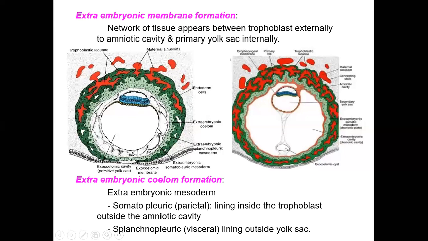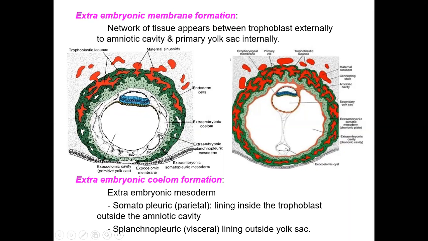Then there is an inner layer also formed, called the splanchnopleuric layer, or the visceral layer, lining outside the yolk sac. So this is the primitive yolk sac, and there is formation of a layer here. This is called the extraembryonic splanchnic mesoderm. So the mesoderm is initially formed, then cavities are formed, the extraembryonic coelom, and there are two layers: the extraembryonic splanchnic layer and the extraembryonic somatic layer. This is the somatic layer and this is the splanchnic layer.